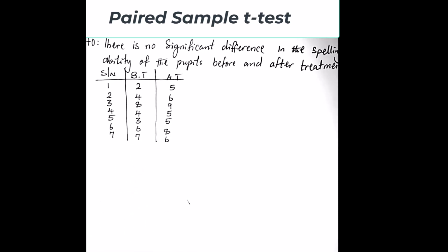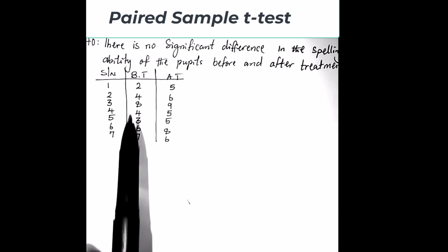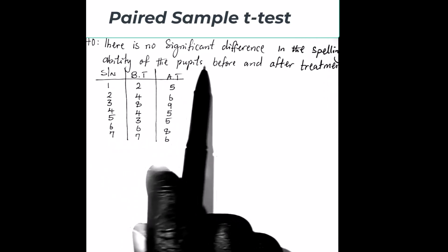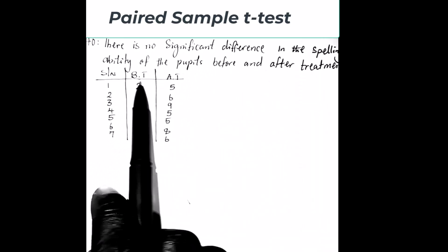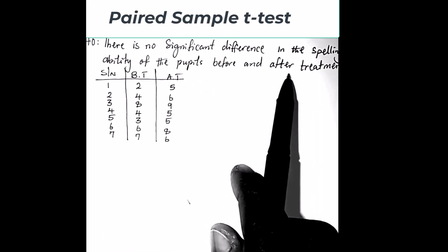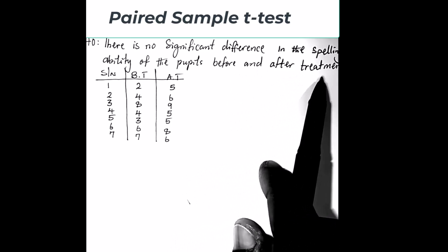We can help the English teacher to analyze the effectiveness of the new method of learning how to spell four-letter words by stating a null hypothesis that says there is no significant difference in the spelling ability of the pupils before and after the new learning method, which is the treatment.